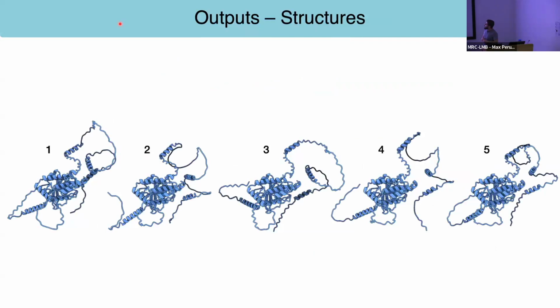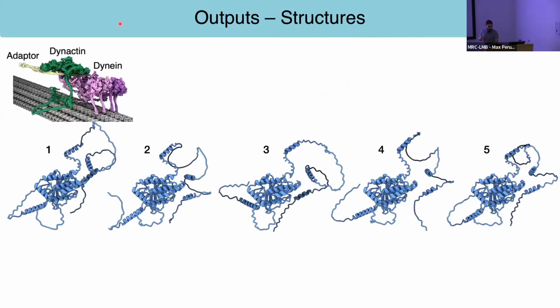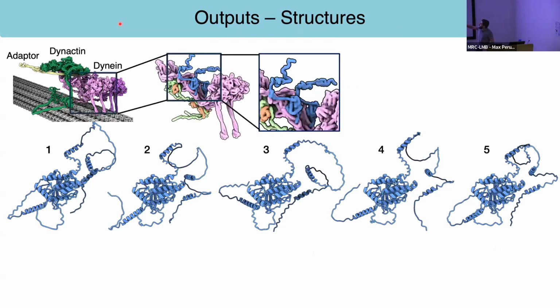Right, so here are our structures. I'm just going to use an example from a protein that I work on. This is dynein. Dynein is a microtubule motor, so it moves along microtubules, and it's part of this really large complex with dynactin and this coiled-coil adapter. Here I'm just showing one of the subunits of dynein, the light intermediate chain, in blue.